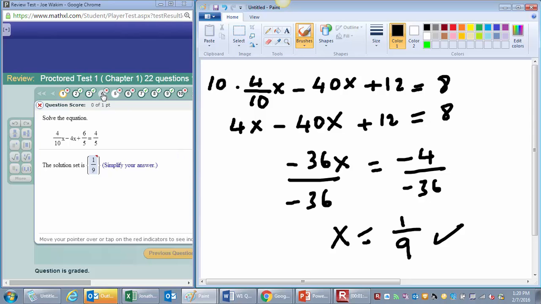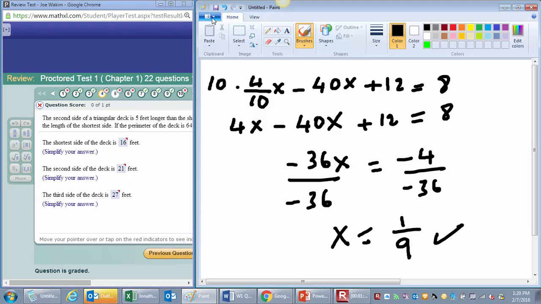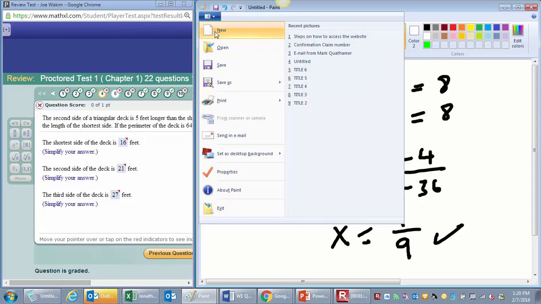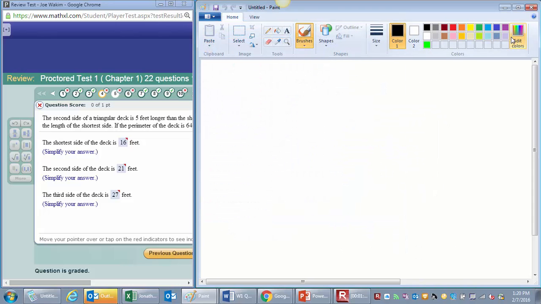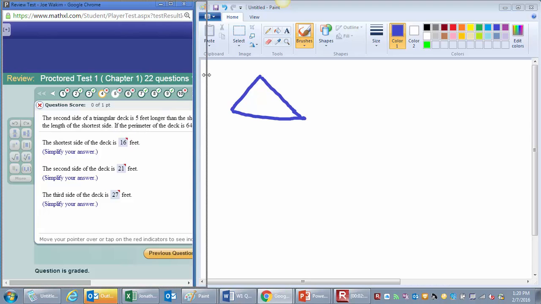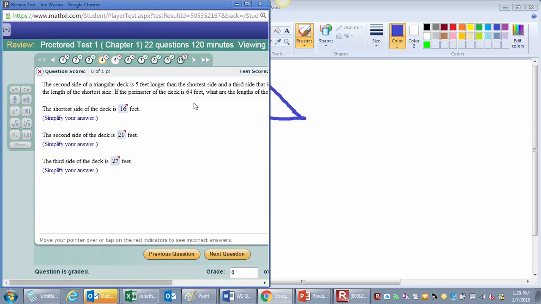You had number 4, blank. So let's go over number 4. The second side of a triangular deck. So we have a deck here. And so let's just draw a triangle. The second side of a triangular deck is 5 feet longer than the shortest side.